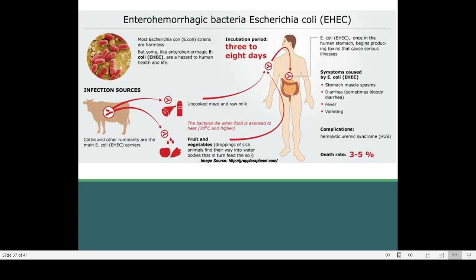Here they have written that the bacteria die when food is exposed to heat, 70 degrees centigrade or higher. So if you are warming the food, either by cooking, using your gas stove or using a microwave oven, you can easily reach the temperature of 70 degrees. At a temperature of 70 degrees, most of these bacteria will die. So it is not good to eat food which is cold or which is kept open for a long time. Always cook the food. The advantage of warming the food is that many of the bacteria can die.